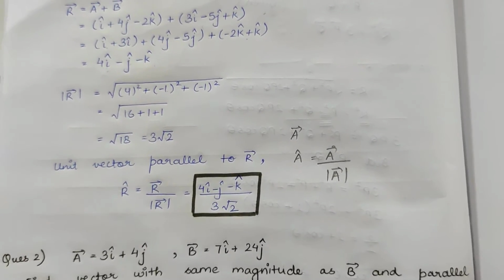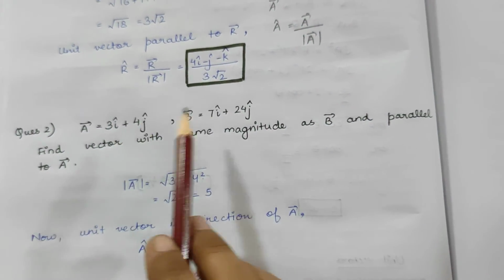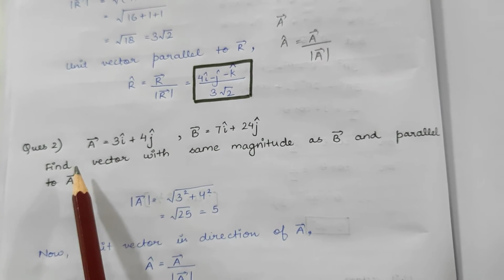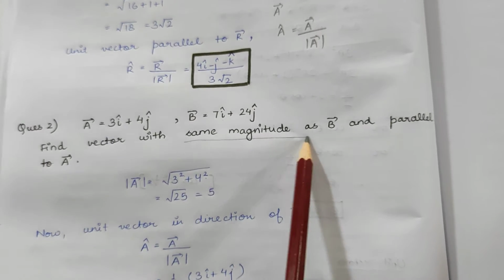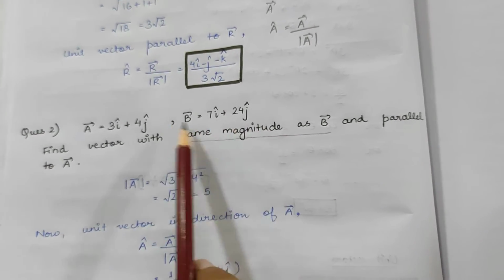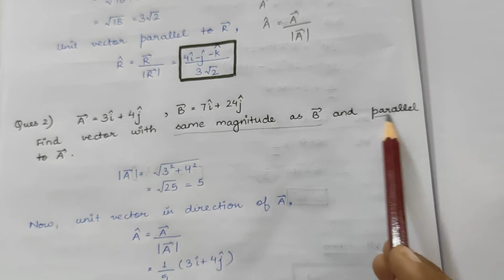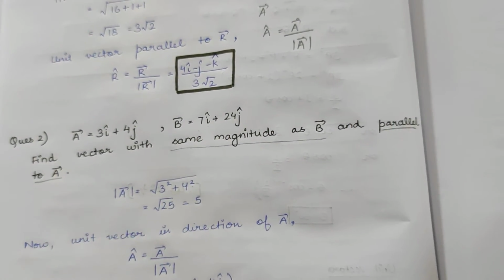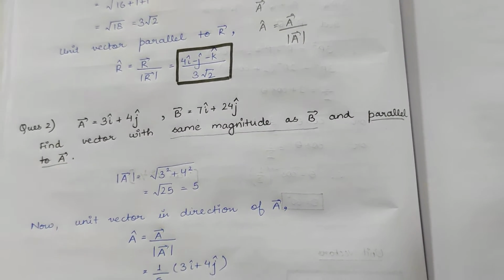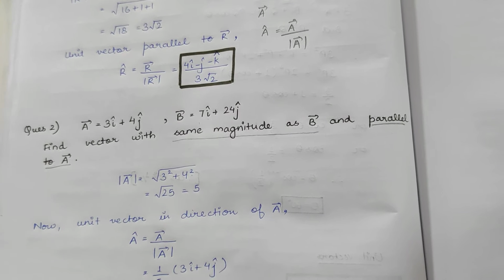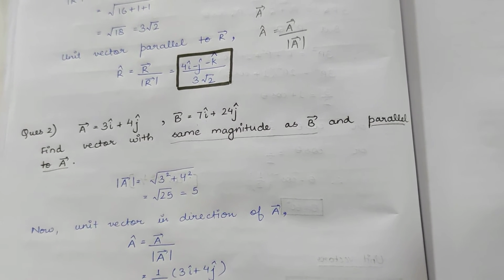the resultant vector R. Now we will move to the next question, where two vectors are given to you and they are asking you to find a vector with the same magnitude as B. We will find the magnitude of B, and with the same magnitude as B, the vector should be parallel to A. So we have to find a third vector which is of the same magnitude as vector B, and it should be parallel to vector A.